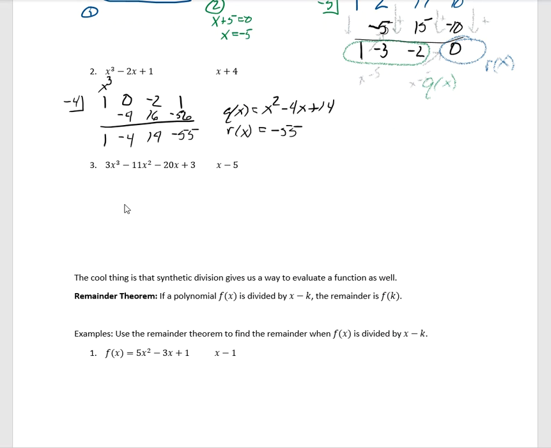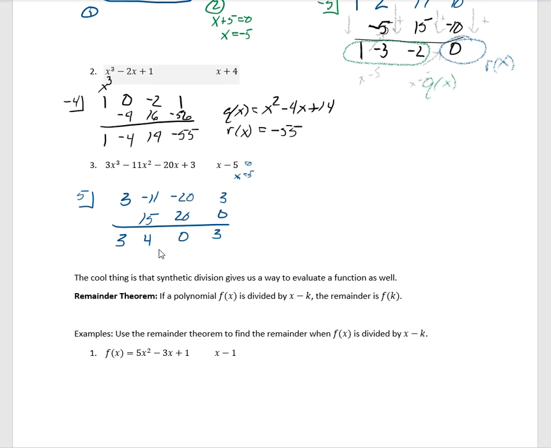I'm feeling blue. So we'll go 3x cubed minus 11x squared minus 20x plus 3. X minus 5, set that equal to 0, so we'll get x equals 5. Draw the line, here we go. Bring down the 3, it always drops. That first coefficient always drops. And then we multiply to go up and over. Add straight down, multiply to go up and over. Add straight down, multiply to go up and over.